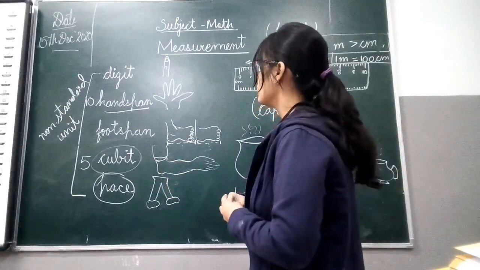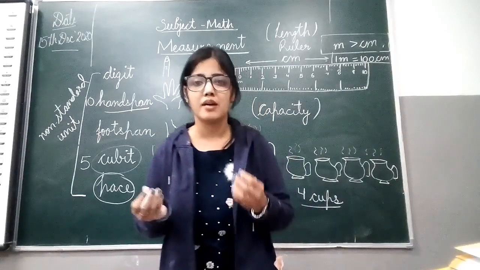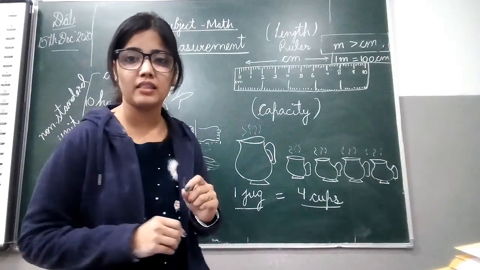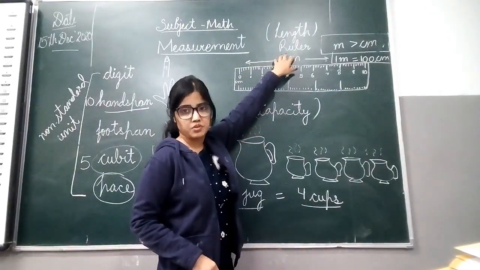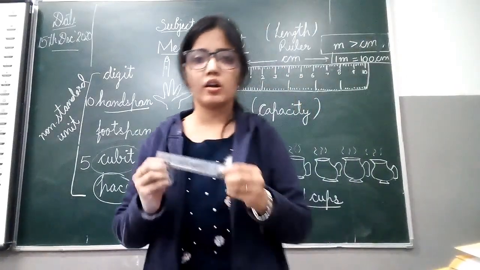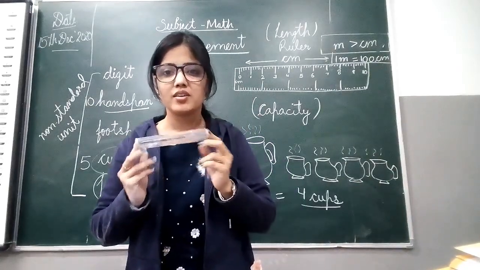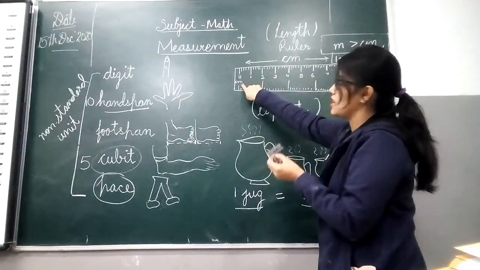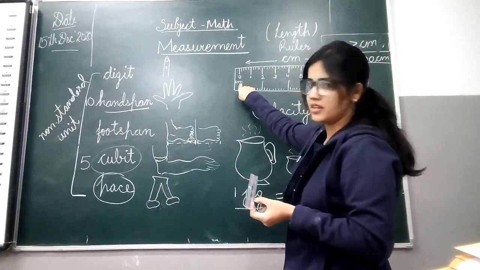But why are they non-standard? Because they are not telling us the appropriate number of the length. To check the appropriate length, we use certain measuring tapes, or we call it a ruler. You all must have seen and used this ruler. This ruler has the measurement of centimeters, like this. You can see the cm here.